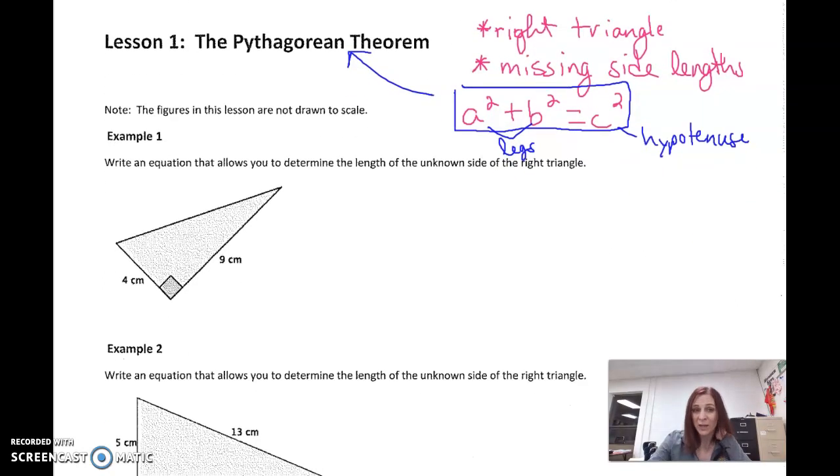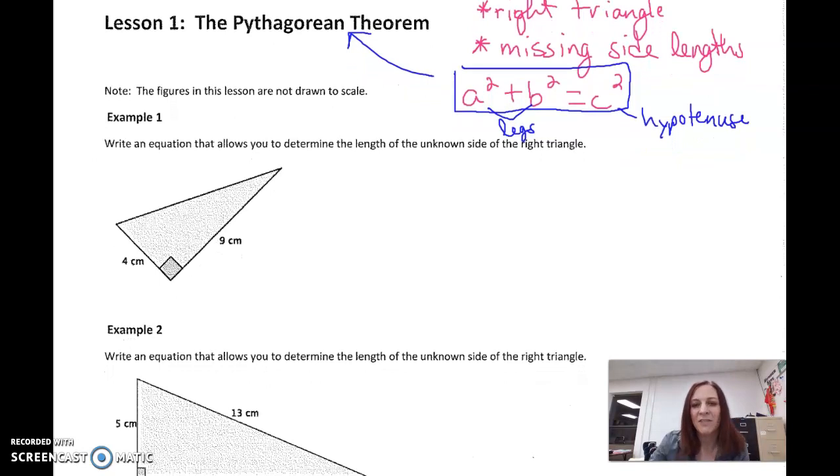Okay, so it says write an equation that allows you to determine the length of the unknown side of the right triangle. Right triangle, missing side length. As soon as you see those two things, we're doing a squared plus b squared is equal to c squared. You have to identify your c. So what I'm going to tell you to do is always find this box, right? Because that means it's the right angle.